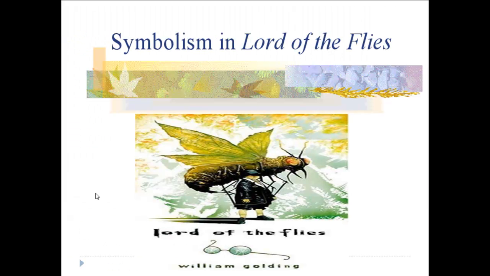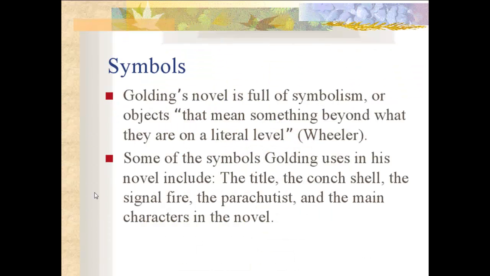Now let's go to the story. We are studying symbolism in Lord of the Flies, which we will be dealing with from now on as we go on reading the chapters. Golding's novel is full of symbols, objects that mean something beyond what they are on a literal level. So we have a literal level and a meaning level. Some of the symbols Golding uses in this novel include the title, which symbolizes something, the conch shell, the signal fire, the parachutist, and the main characters in the novel.